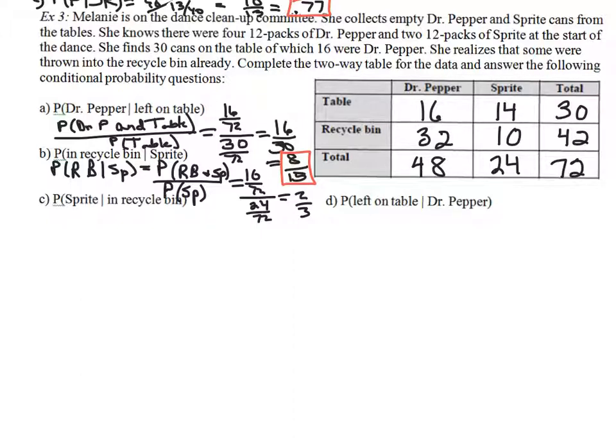I'm sorry, I couldn't read my writing there. That's actually not 2/3. Uh-oh, can't erase that. I'm just going to cross that answer off. That should be 10 out of 24. So 10 out of 24 reduces to 5/12. I didn't have the right answer on that one. Sorry about that.